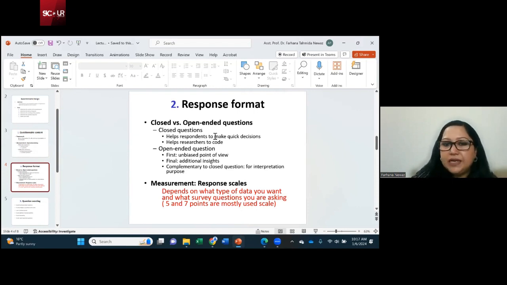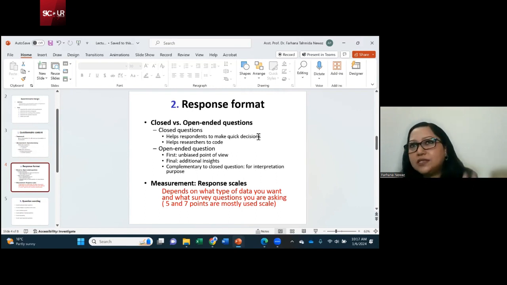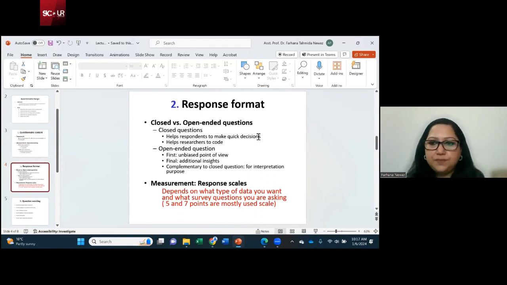Sometimes, most of us use close-ended questions, as I already mentioned. Why? Because it makes the respondents' life easier. Most of the time, even if you request respondents to participate in your survey, your response rate will be very, very low. Just for your information, the response rate will usually be less than 30%, or 30 to 40%.